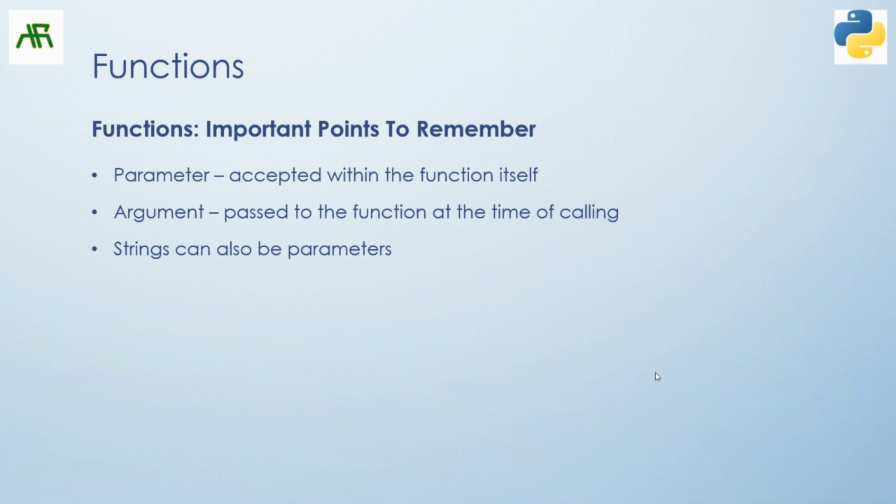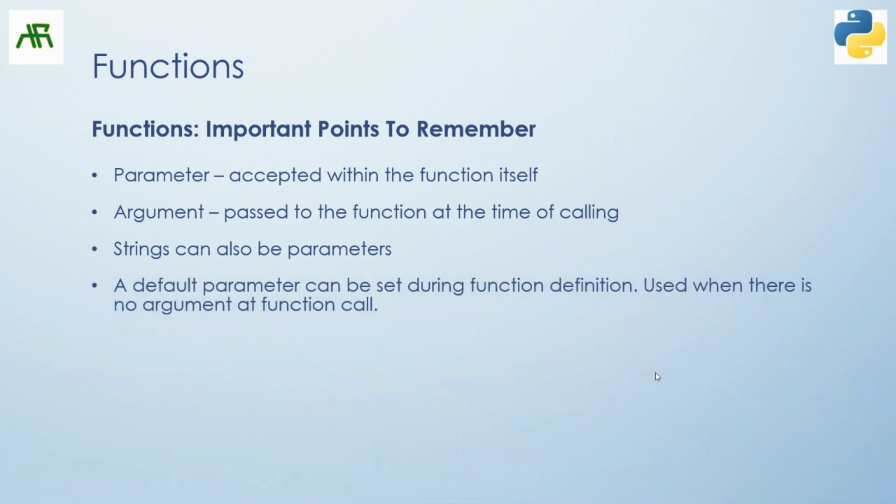Strings can also be parameters for a function. A default parameter can be set during function definition, used when there is no argument at function call. For example, when we have a function defined for adding two numbers, I can have number 1, number 2 equal to 5. Number 1, I'm just leaving as a parameter, and number 2, I'm setting a default value of 5, which means if I don't give any value for number 2 while calling the function, it will always fill that value with 5.